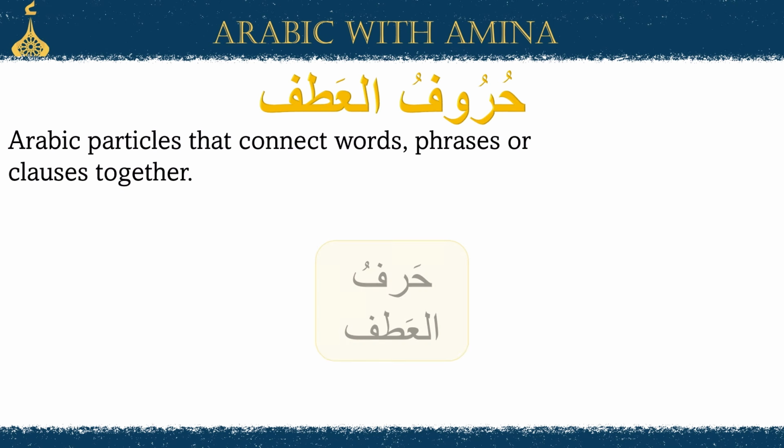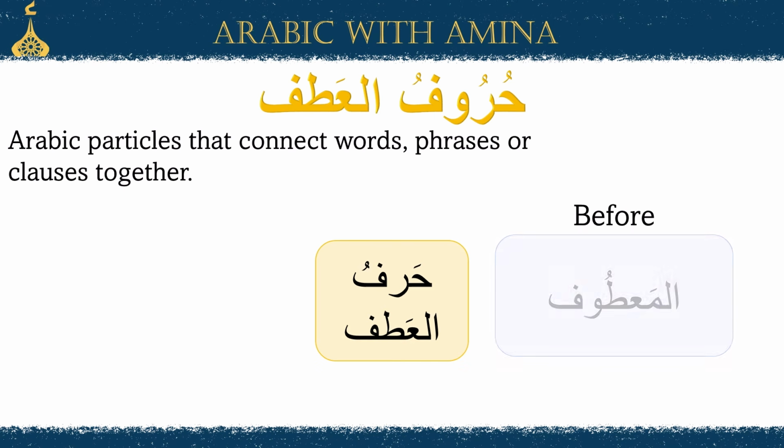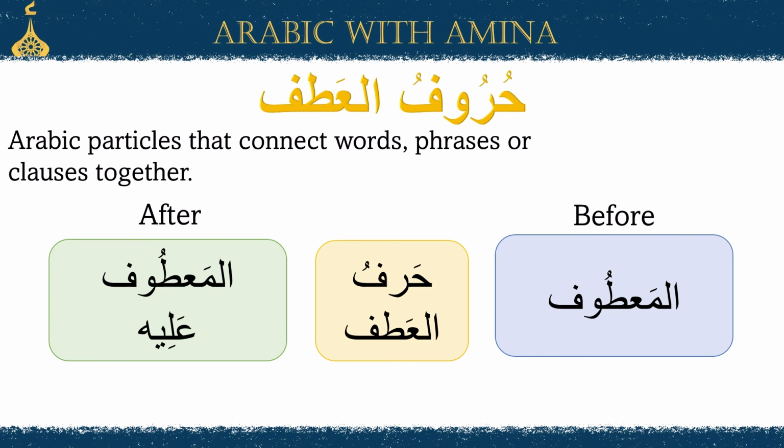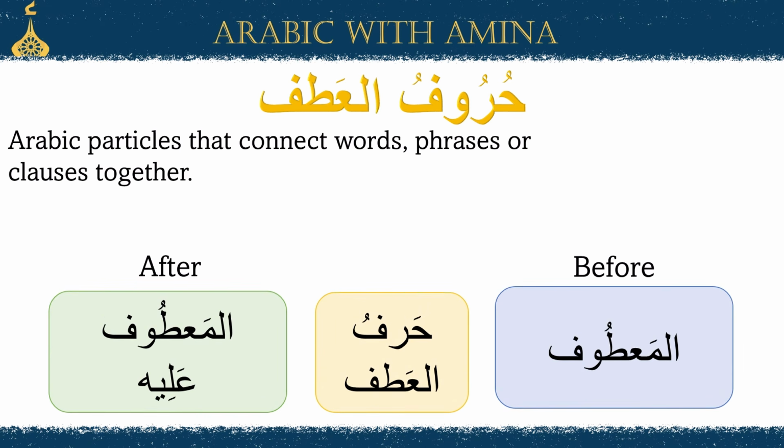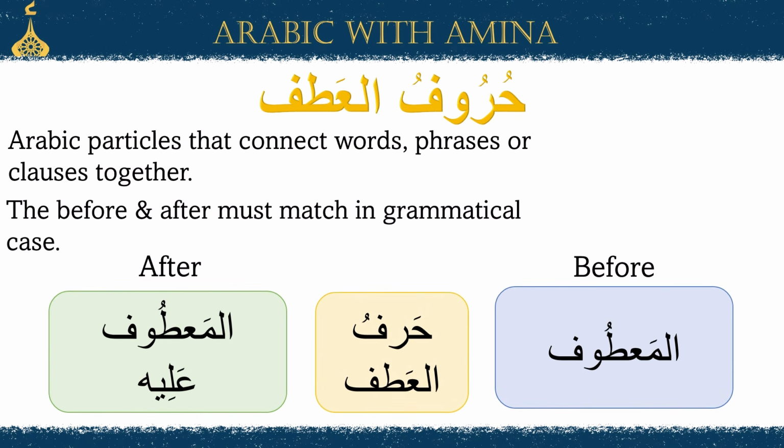This particle is known as حرف العطف. What falls before it is called المعطوف, and what comes after it is المعطوف عليه. And the importance of knowing these is the fact that the المعطوف before and the المعطوف عليه after must match in grammatical case. This means if one has a dhamma, then the other will also have a dhamma. If it has fatha, the same for the other, fatha. They have to match.